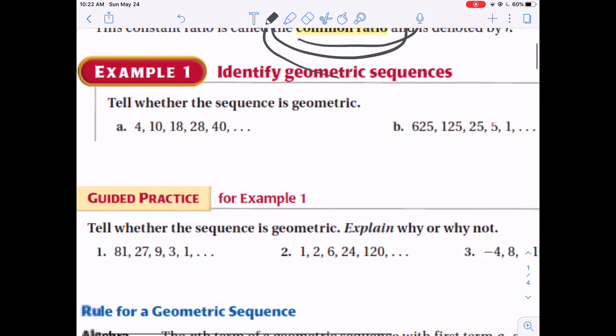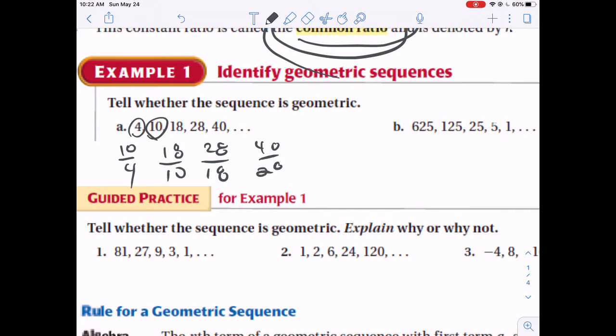Tell whether the sequence is geometric. So is the ratio between numbers the same? So you have to create the ratio. I'll always take the current number, put it in the denominator, and put the next number in the numerator. So 10 over 4. I'll take the next ones. 18 over 10. 28 over 18. 40 over 28. And see if all those are identical.